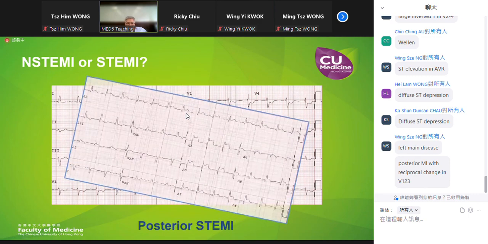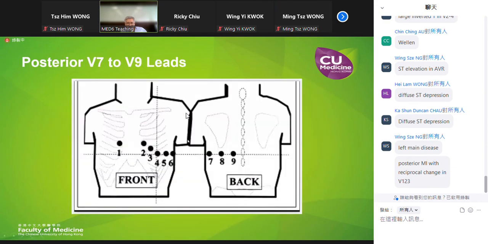Okay, you can do posterior leads if you want, but we rarely do it. You can just flip it. You don't need to put any leads on the back. Just flip the ECG around. If you don't know how to do it, you can ask somebody to explain to you and show you how you flip the ECG around.